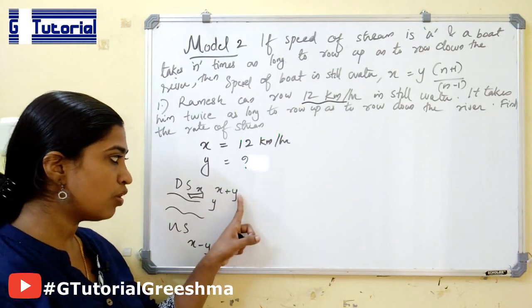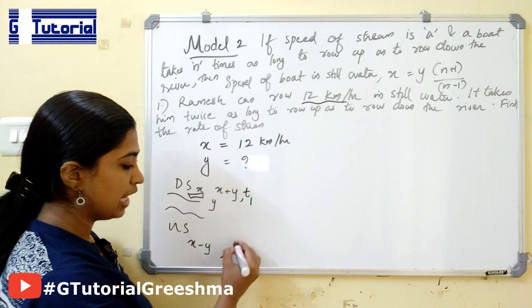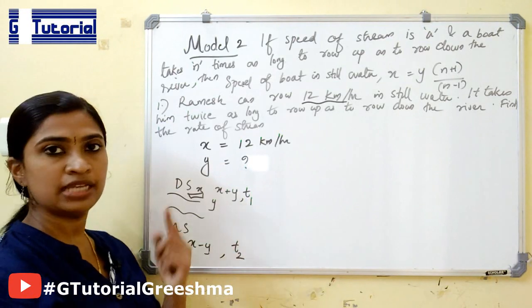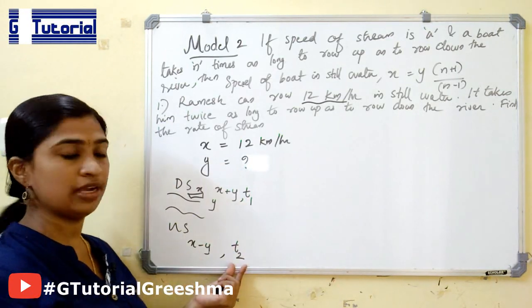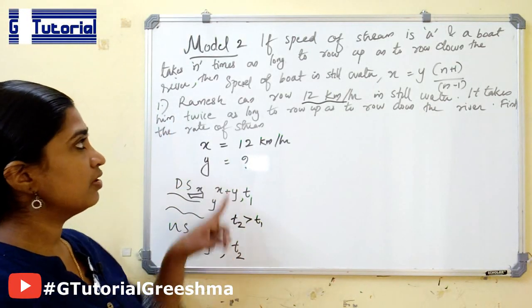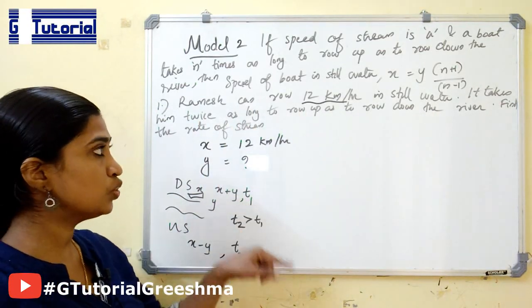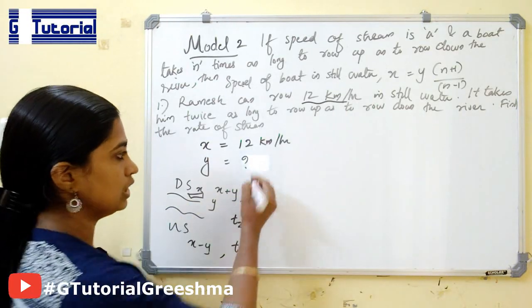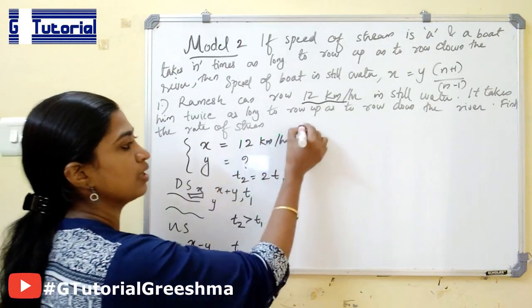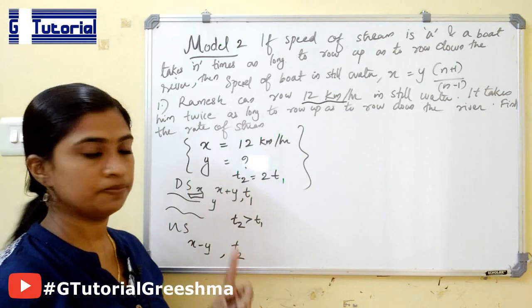X plus Y is always greater than X minus Y. So, if speed is more, time taken will be less. Let us denote the time taken to move in downstream direction as T1 and the time taken to move in upstream direction as T2. T2 will always be greater than T1 because here speed is less, so time taken will be more. Here it is mentioned that it takes him twice as long to row up. So T2 is given as 2 times T1. These are the 2 things we are given in the question, and we are asked to find the speed or rate of stream.